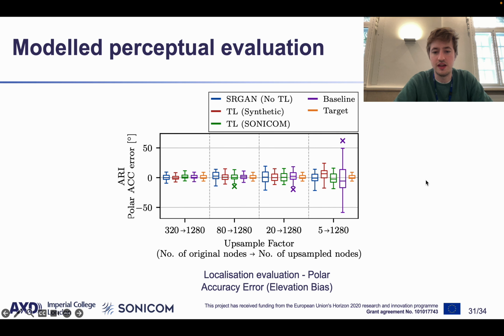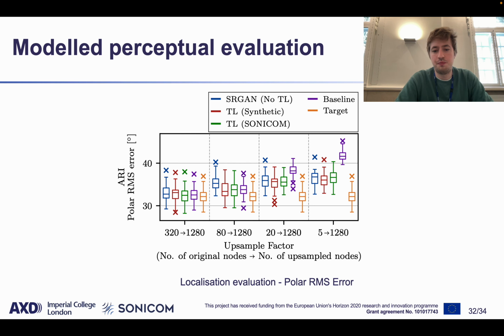Now, this is the elevation bias, where you would expect the bias to be 0, and the standard deviation is probably slightly more important here. So although the bias is still 0 for the barycentric here, a lot of the time it has a bias either positive or negative, a max of 50 degrees, which is quite out.